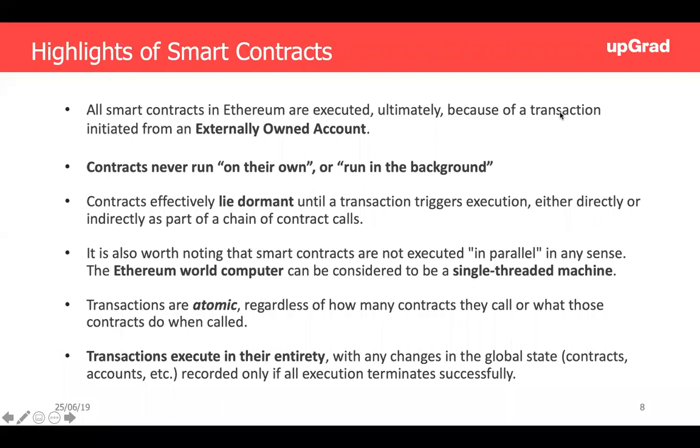Also, remember that transactions operate in their entirety, right? And this is what I was just explaining, the fact that if there is a change of state as part of the smart contract, if you have to change your state 5 times, and even if one of those instances fail, the entire smart contract will be reverted back. So either it operates in entirety, or it doesn't operate at all.